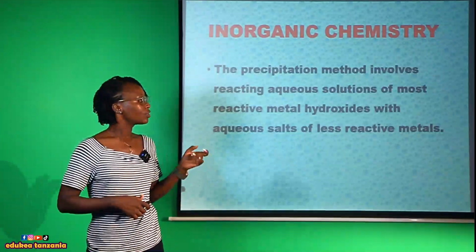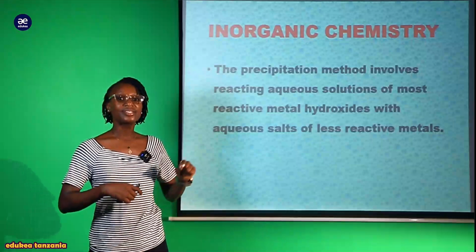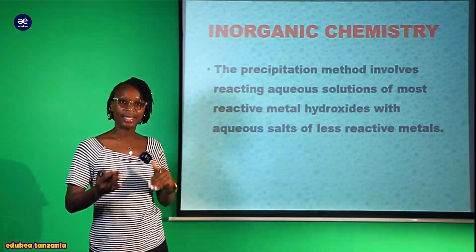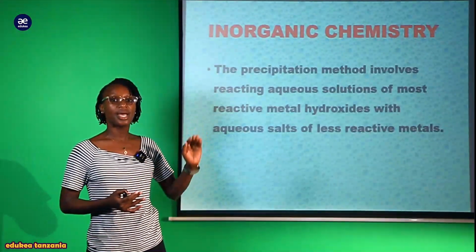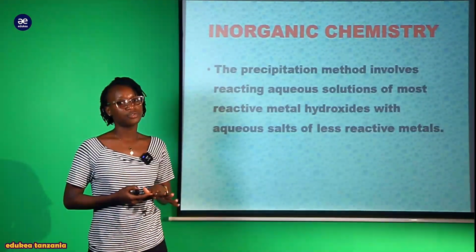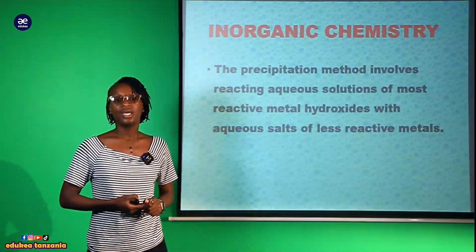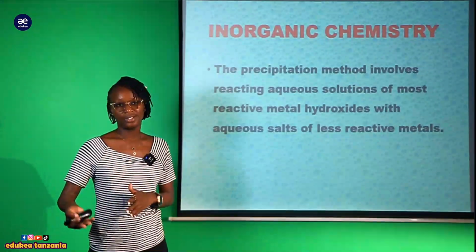I hope that is clear. Unataka uelewe hizi concept tunavyoanza kuzisoma hapa sasa hivi. Tunapoenda kwenye reaction, just tunaandika pale reaction kati ya hiki na hiki. Hatutaanza kusema kwamba this is the aqueous solution of the less reactive, this is most reactive. No. Utaona tu kwamba hii ni reaction between this and this. Zote ni aqueous solution, tunaenda kupata kitu fulani.